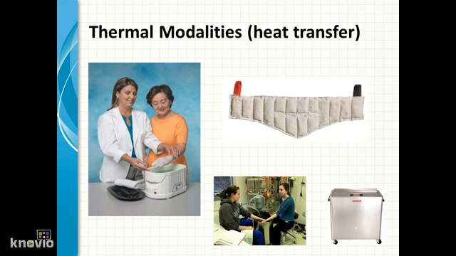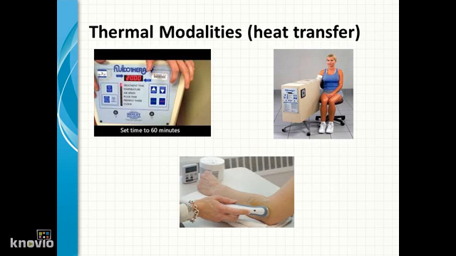This slide includes examples of PAMs using heat transfer. To your far left, you have the paraffin bath. To the right, your hot pack. Below the hot pack, you have a whirlpool. And to the right, the heating unit for the hot packs. Other PAMs using heat transfer include the fluidotherapy machine and the therapeutic ultrasound. You can find a link to view the fluidotherapy machine at the end of this presentation.